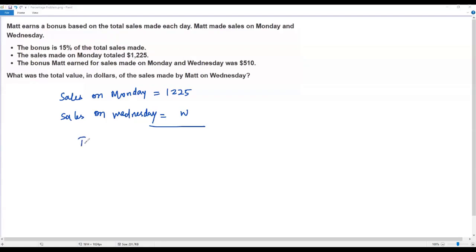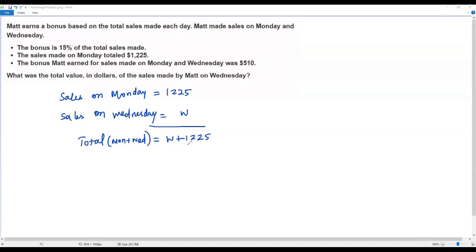Okay, now let me get the total sales on both Monday and Wednesday. Monday plus Wednesday, the total sales, is equal to W plus 1,225. So this is the total sales Matt made on Monday and Wednesday. And also the information says the bonus is 15% of the total sales made. Another piece of information we have to consider is that the bonus Matt earned for sales made on Monday and Wednesday was $510. So for the sales made on these 2 days, he got a bonus of $510.